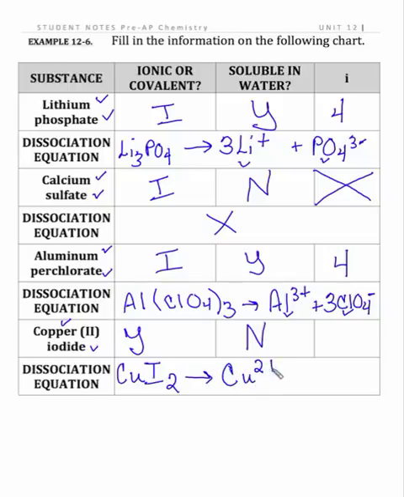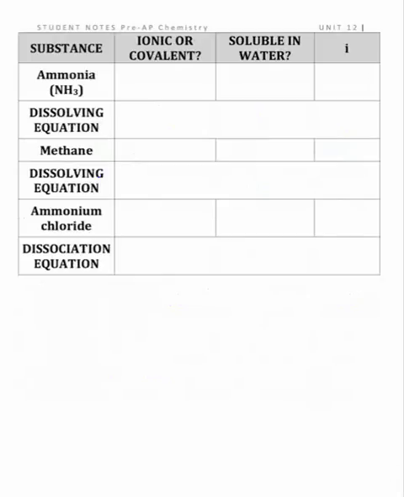So I would free up 1 copper 2 ion, and the 2 iodides would go their separate ways. Notice they're not forming iodine. These are ions swimming around, not forming elemental I2, but 2 separate iodide ions. And I have 1 copper ion, the 2 separated iodides, and i is equal to 3.